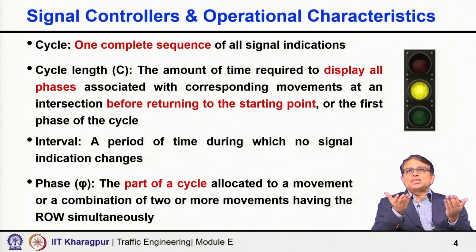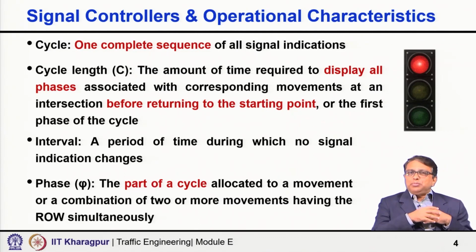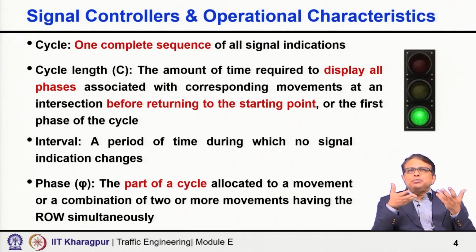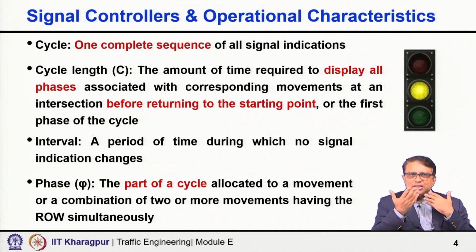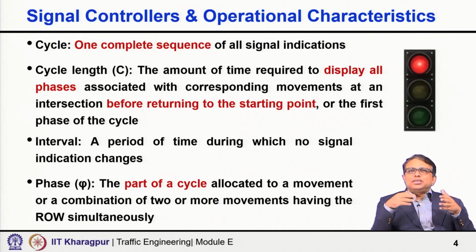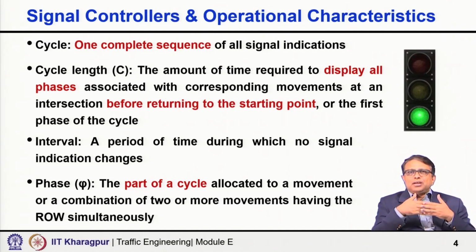That means, a phase is the part of a cycle allocated to a movement or a combination of two or more movements having the right of way simultaneously. Maybe first you are allowing north-south movements to occur simultaneously and then the east-west movements to occur simultaneously. So, these are the two phases.